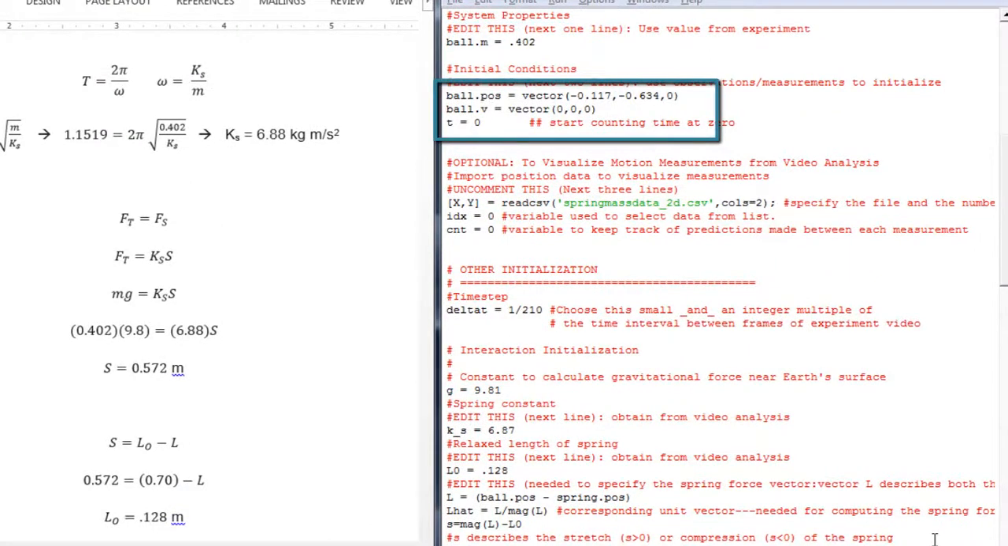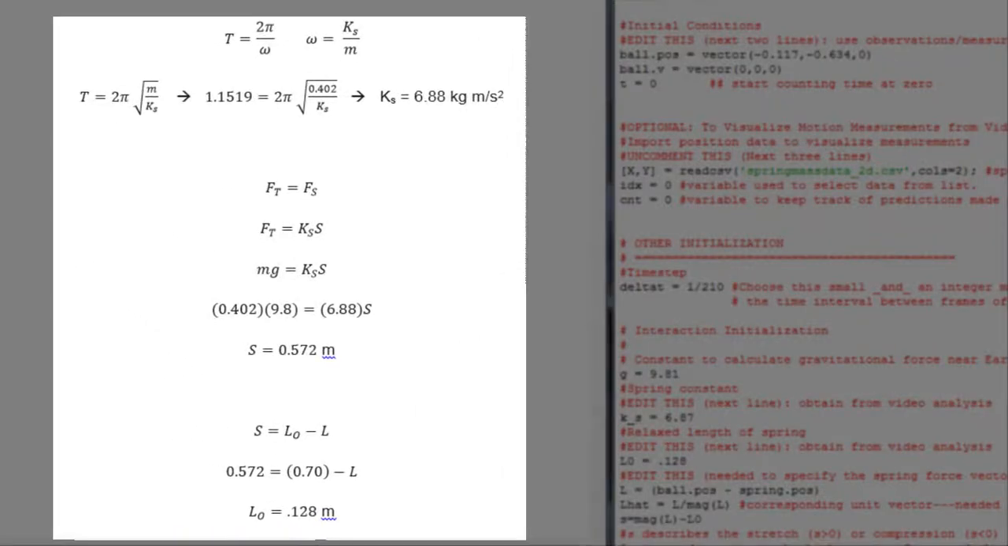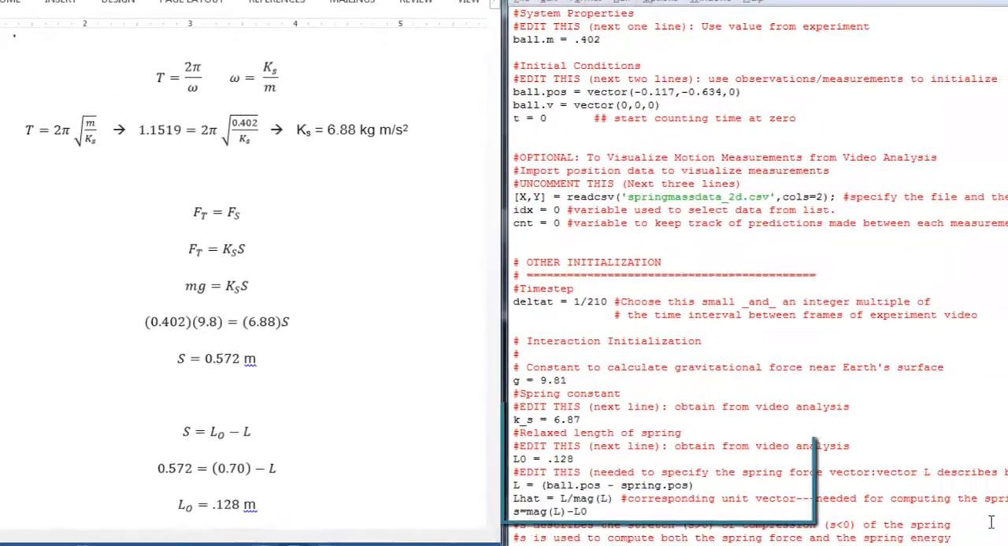The initial position is shown here, and the initial velocity is 0 meters per second, while the start time is 0 seconds. Next, I use these equations to solve for the spring constant, the change in stretch, and the stretch length of the spring. Then I put each of these values into my code, as you can see here. Using the formulas for omega and period, I solved for the spring constant, which came out to be 6.88. L initial is the relaxed length without the mass and was solved to be 0.128 meters. L is the length of the spring with the mass. Here, S is the stretch of the spring, which is calculated.